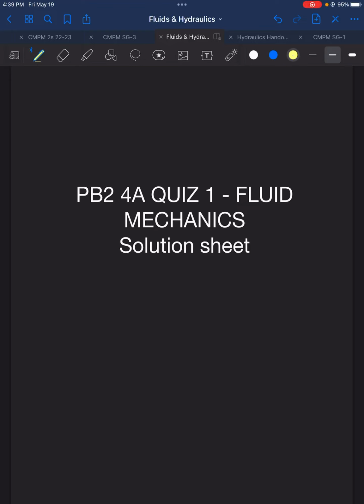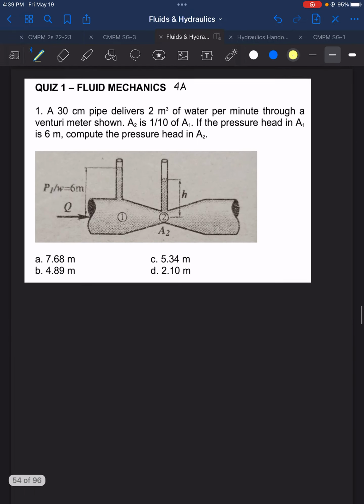So in this video is the solution for the Preboard 2 4A quiz number 1 in fluid mechanics. For number 1, we have a 30 centimeter pipe which delivers 2 cubic meters of water per minute through a Venturi meter shown. Area 2 is 1/10 of area 1. If the pressure head in area 1 is 6 meters, compute the pressure head in area 2.